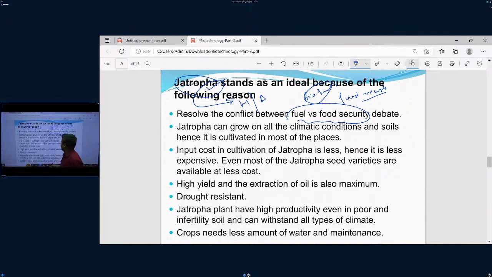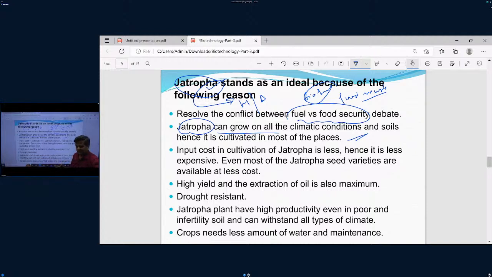Second thing, beta, this particular crop can grow in all types of climatic conditions. Even it can grow in barren land also. For the cultivation of the Jatropha crop, it is not necessary that you cultivate it on fertile land.